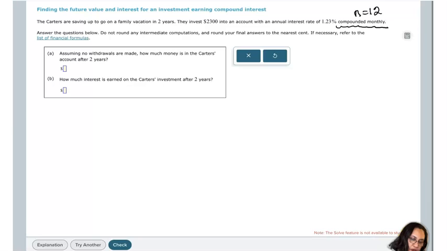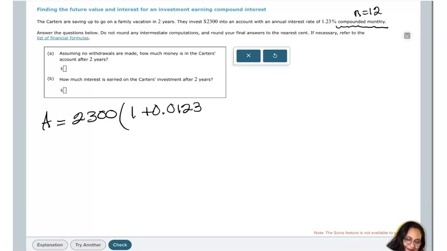And so A is equal to 2,300 multiplied by 1 plus, changing that percent to a decimal. I tend to not like to write the zero in front of it, but it is proper. Divided by 12, raised to the 12 times 2 years. And we end up with 2,357.25.